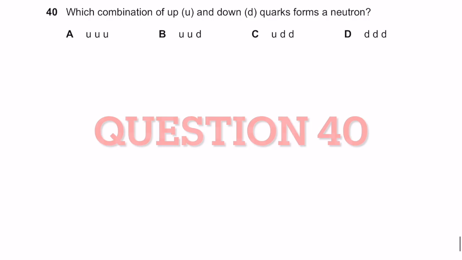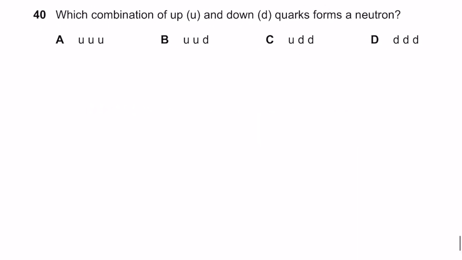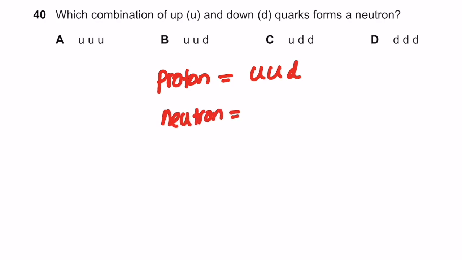Question number 40 is just a question to recall your memory. Proton, by memory recalling, I understand proton is up, up, down. There are 2 up quarks and 1 down quark. Neutron is up, down, down. As long as you remember this, you can get the answer C.